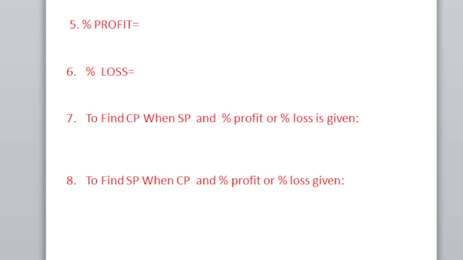Now percentage profit or loss. Now listen, one thing you must remember that the percentage profit or loss is always calculated on cost price. Now here percentage profit is profit divided by CP, that is the cost price, into 100, and percentage loss is the loss divided by CP into 100.